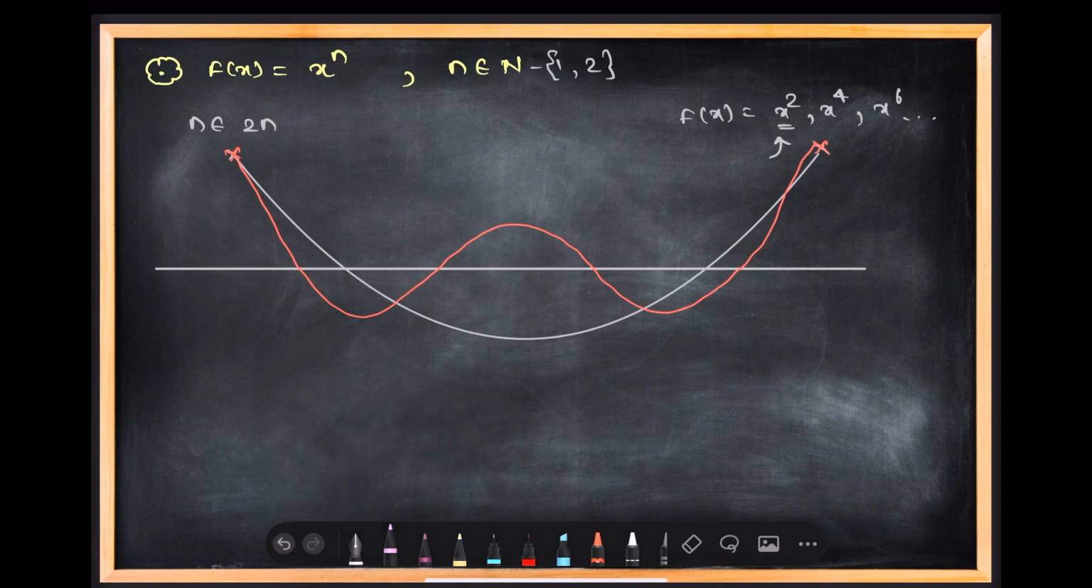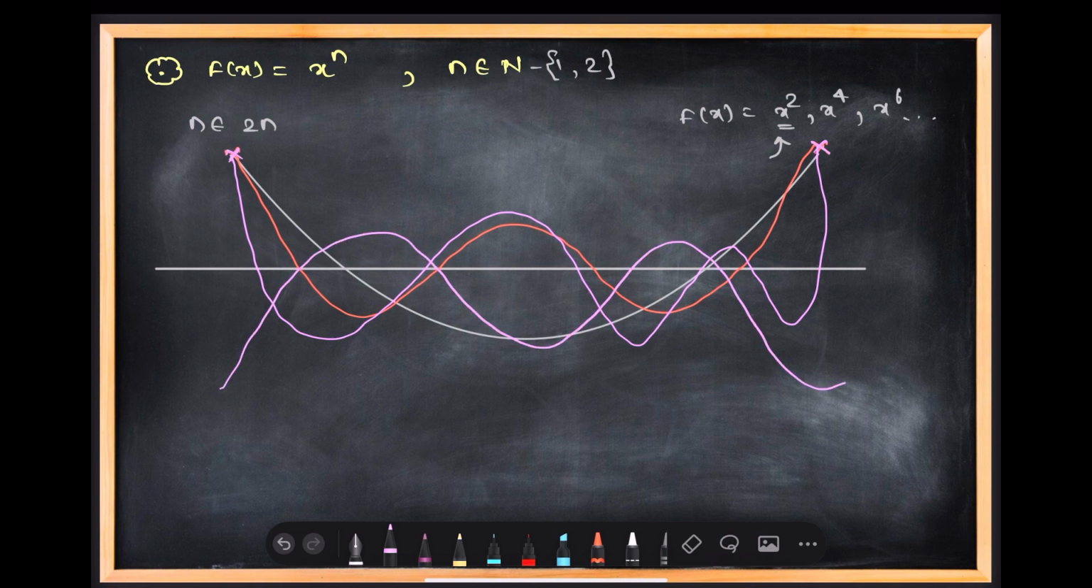Suppose that the power is 6. So you have 6 intersections. So you will start from here, end at here. So again 1, 2, 3, 4, 5, 6. So this way you will be drawing if the leading coefficient is positive. Otherwise you will go this way and so on.